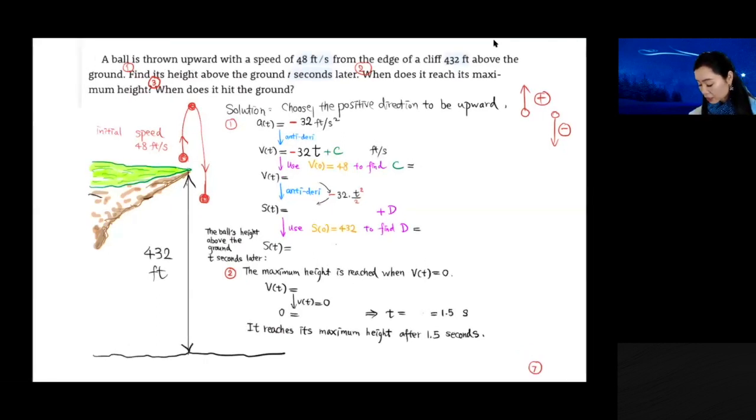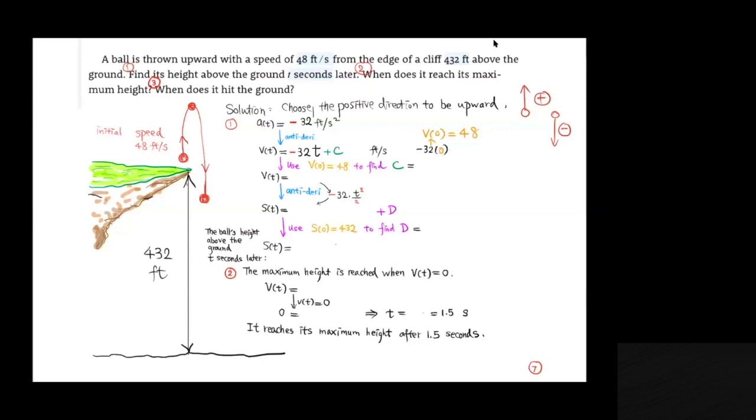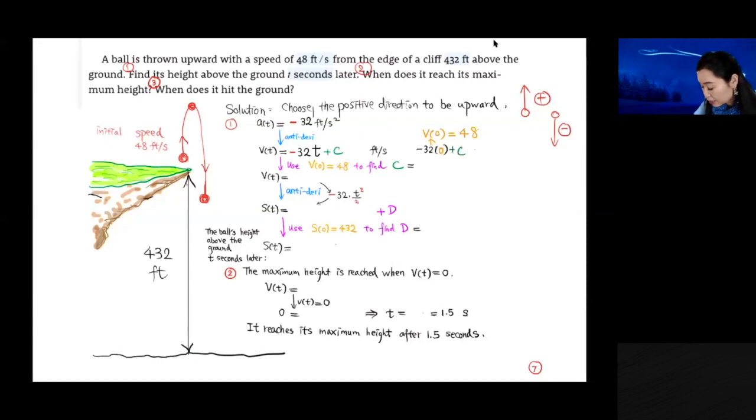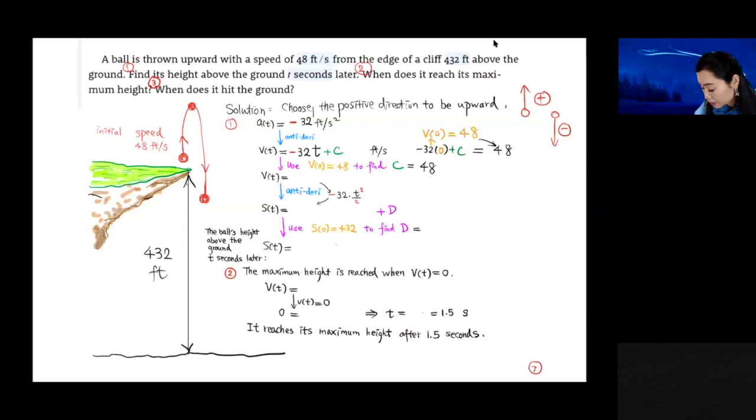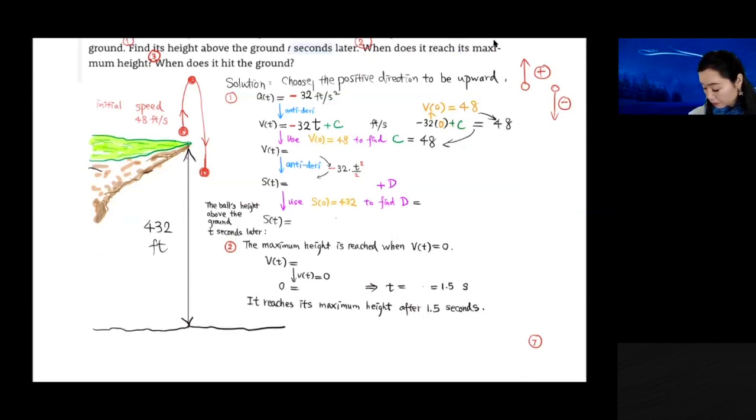So I'm going to substitute 0 into T. We get C. So what does C equal to? We got V0 equal to 48, right? V0 over here is going to be negative 32 times 0 plus C, and that is equal to 48. So what does C equal to? 48. So C is equal to 48. Now we put the 48 into C, so that will be negative 32T plus 48.